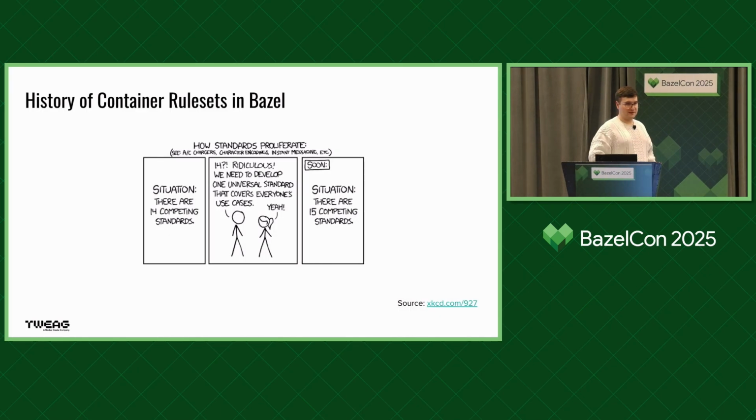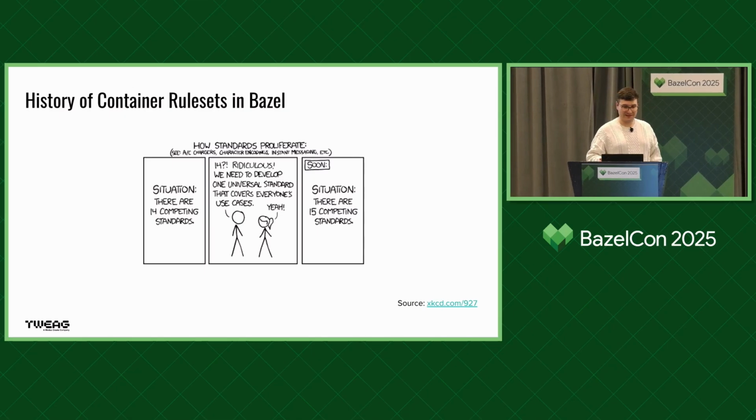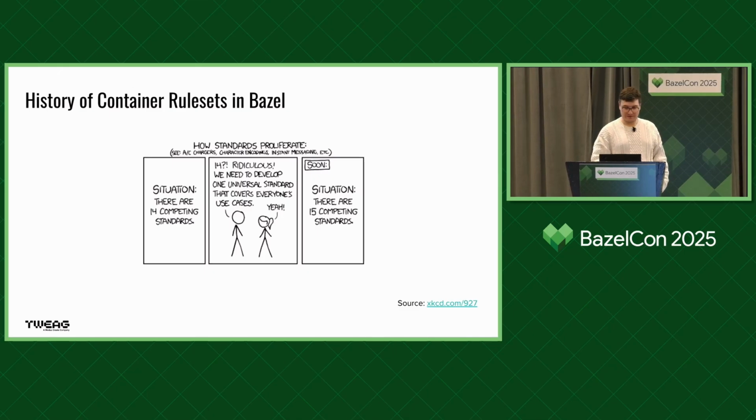So now you may think of this XKCD. We had two ways to build container images. Now we have a third one. That's kind of annoying. You can keep this in mind. We will come back to it at the end.